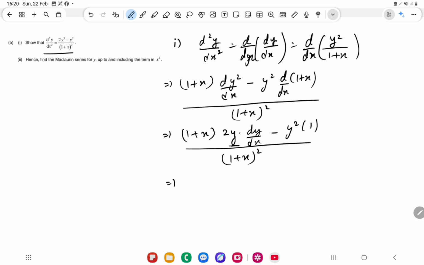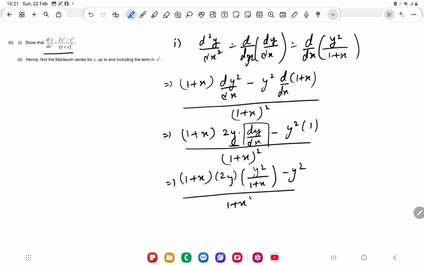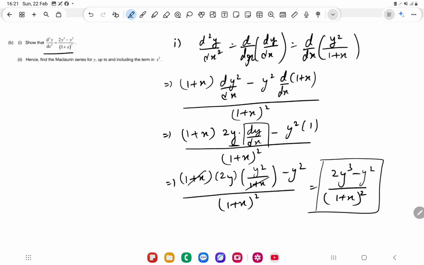In this, I can write dy by dx as what is given to me. So (1 plus x) times 2y times y square upon 1 plus x, minus y square, whole divided by (1 plus x) whole square. These two will get cancelled. So this is (2y cube minus y square) upon (1 plus x) whole square. So this is my double derivative of the function.